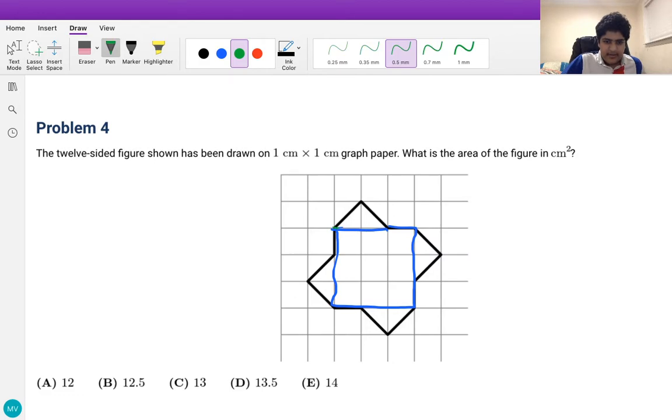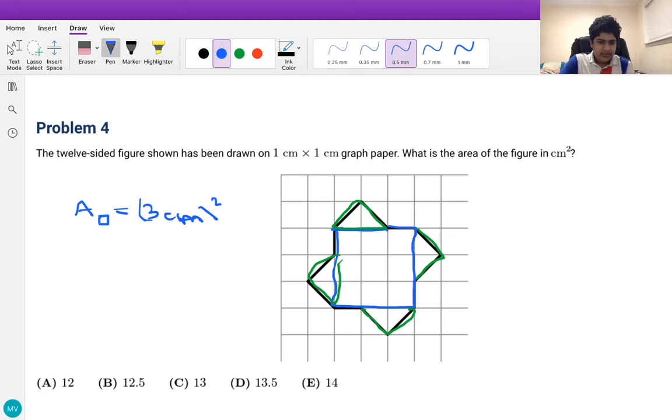So the area of the entire figure is just going to be the sum of the area of the square plus the sum of the areas of these 4 triangles. Now we first know that the area of the square is going to be its side length squared, which in this case is 3 centimeters. So we square 3 centimeters, and this is going to be equal to 9 cm squared.